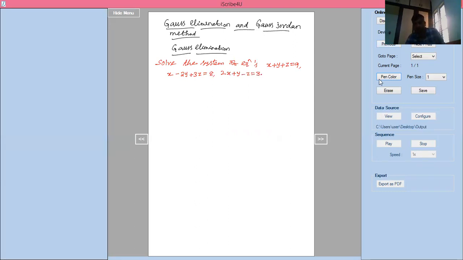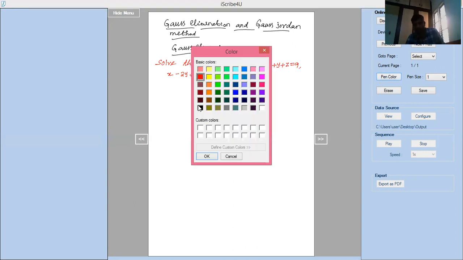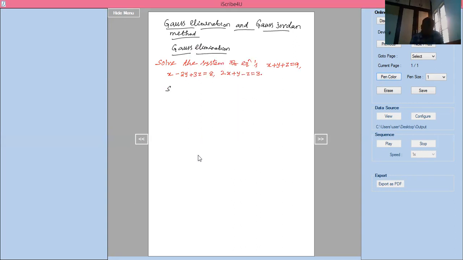Solution. The given system of equations I'll write as the augmented matrix. So that should be [1, 1, 1 | 9], [1, -2, 3 | 8], [2, 1, -1 | 3]. This is the augmented matrix.